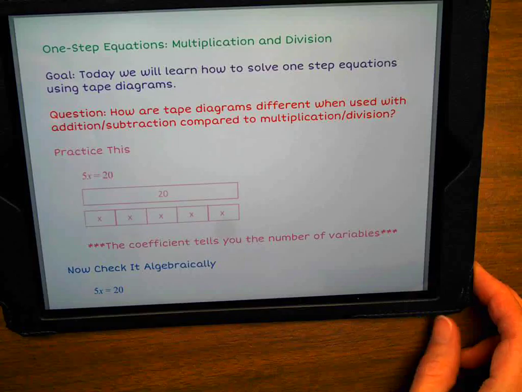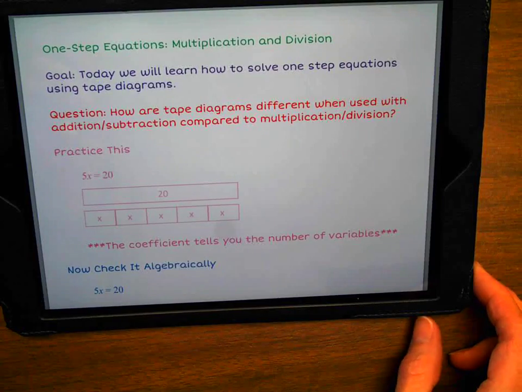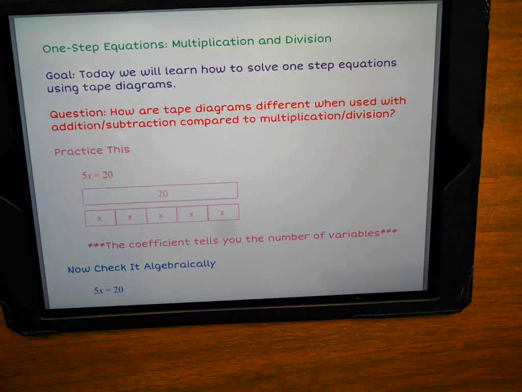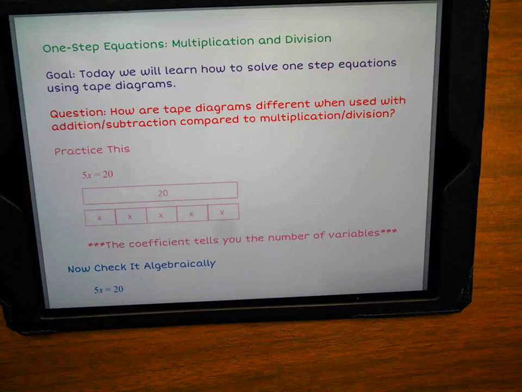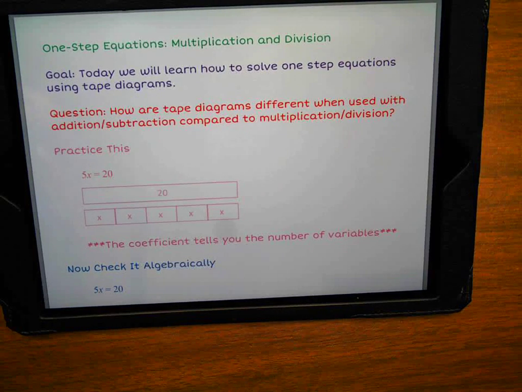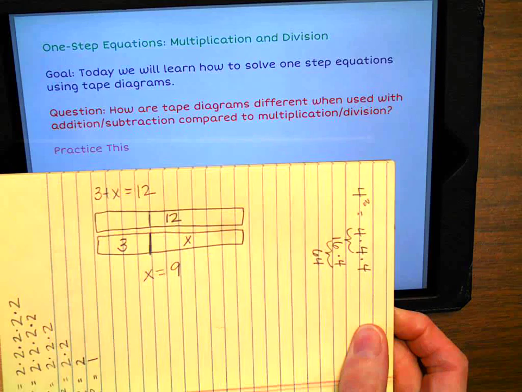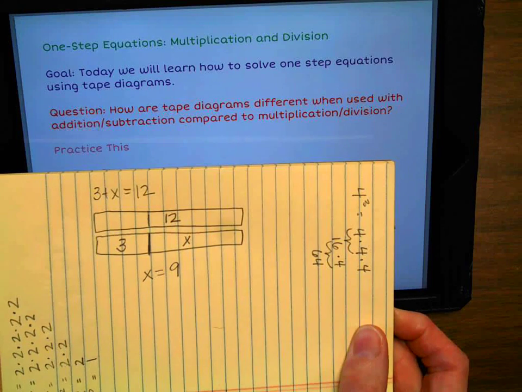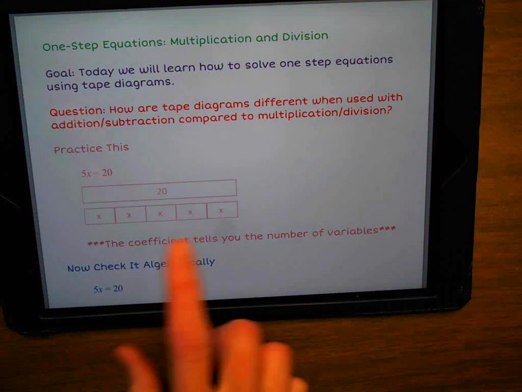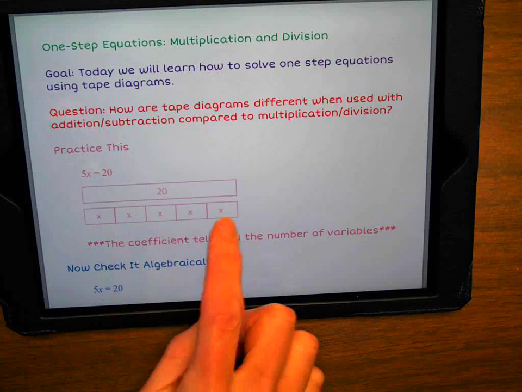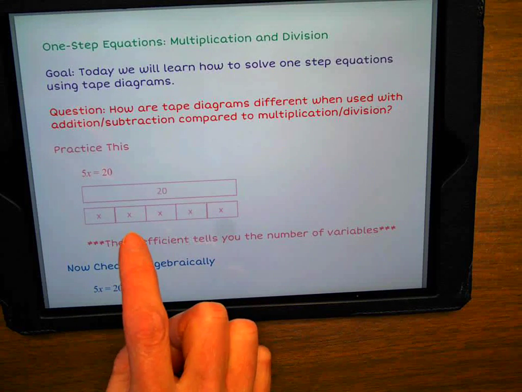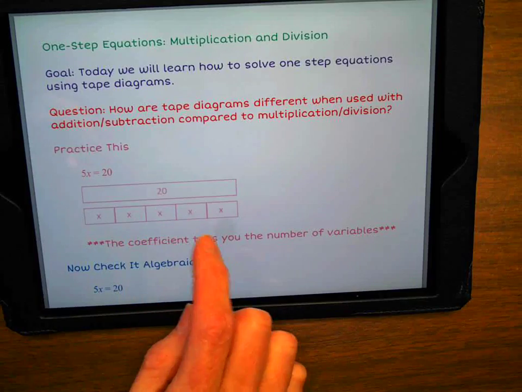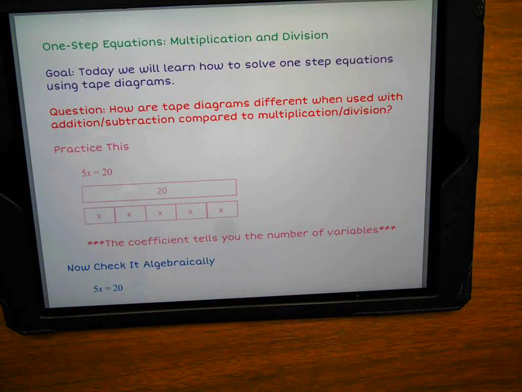All right, so going back to our goal for today, we will learn how to solve one-step equations using tape diagrams. We've done that. This time we did it with multiplication and division. How are tape diagrams different when used with addition or subtraction compared to multiplication and division? When you're adding and subtracting, you're going to see that your sections are different sizes, that they equal the total when combined. Whereas when you're using it for multiplication or division, your sections are all going to be equal sized because you're finding one variable and you don't have any other given amount. And so that's how I would say that the tape diagrams are different.